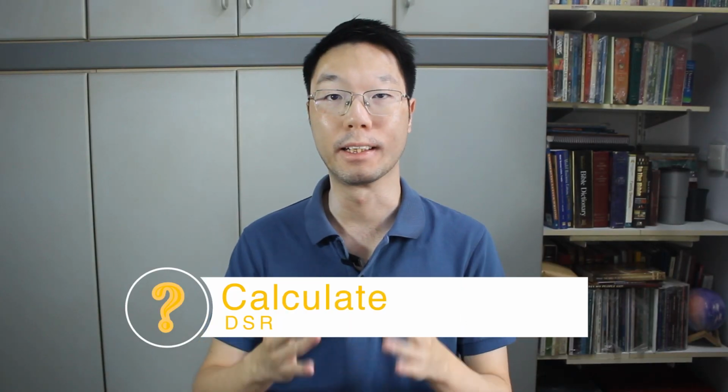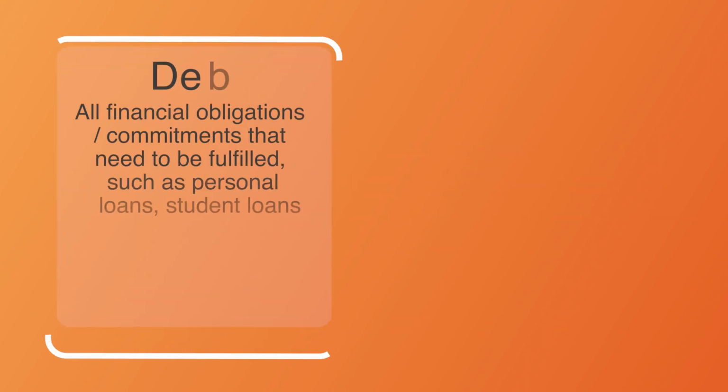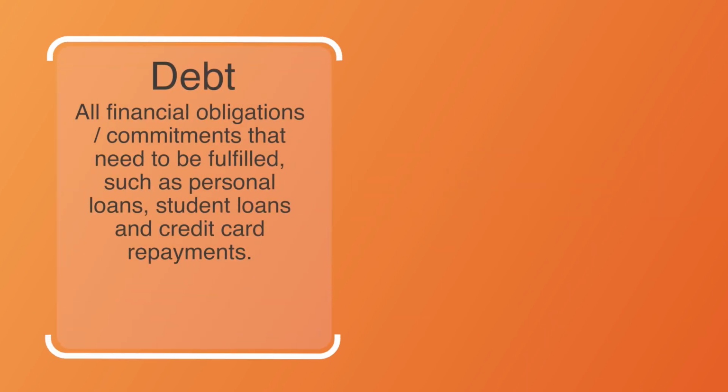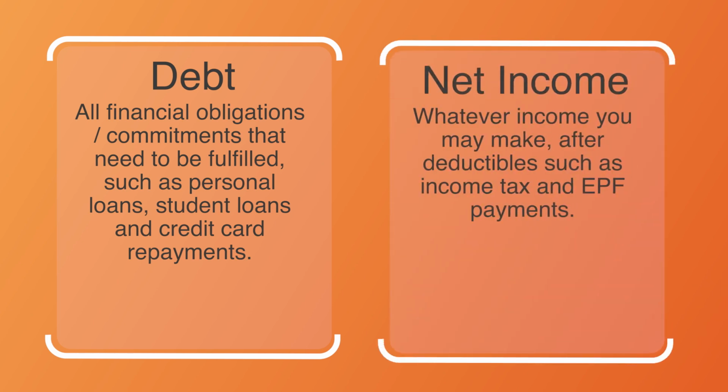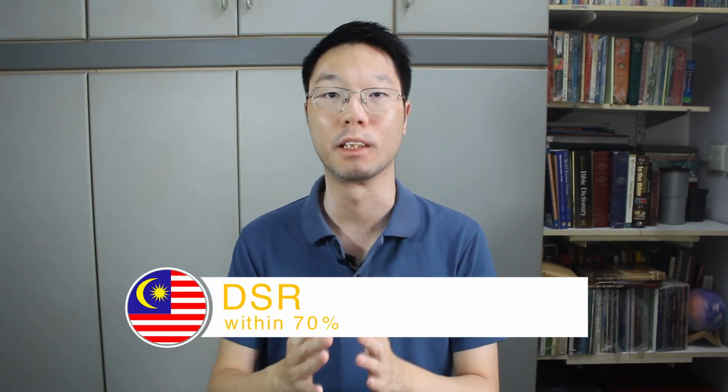So how to calculate DSR? DSR may be calculated using the following formula. Debt divided by net income times 100 equals DSR in percentage. So that is all financial obligations or commitments that need to be fulfilled, such as personal loans, student loans, and credit card repayments. The net income is whatever income you may make after deductions, such as income tax and EPF payments. In Malaysia, most banks accept DSR within 70%.